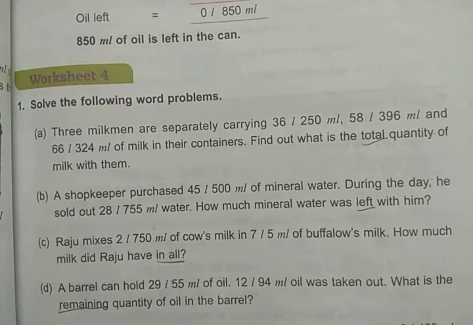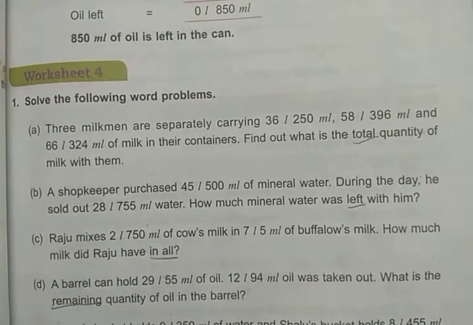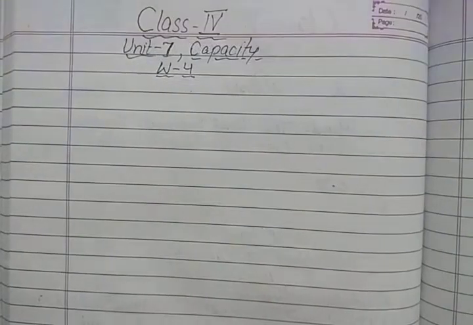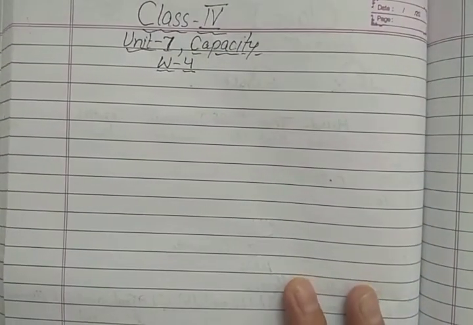So here the keyword is given, and you all know that whenever we have to find out the total, then what we have to do? We have to add all the 3 capacities of milk in the different containers. So very easy question. So first of all we will write what is given.